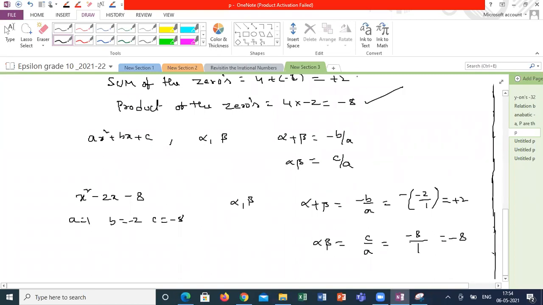See here, by solving I got the sum of the zeros and product of the zeros are 2 comma -8. Even by using the relation also, I got the sum of the zeros is 2 and product of the zeros is -8. So hence verification is done.